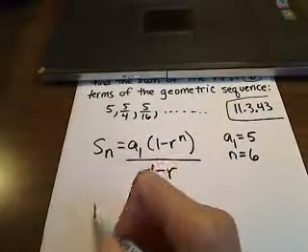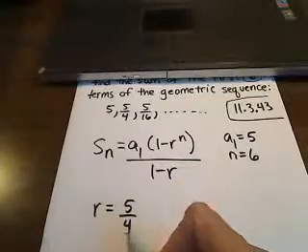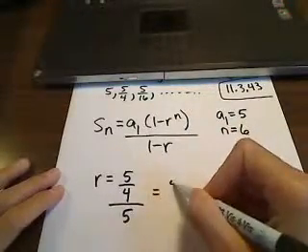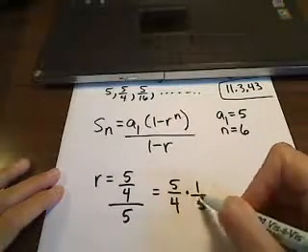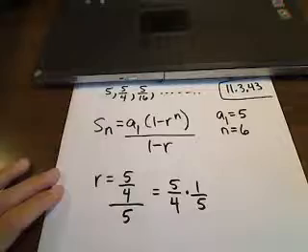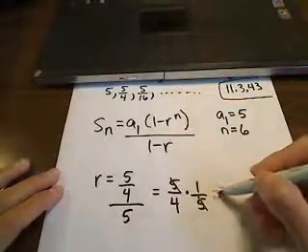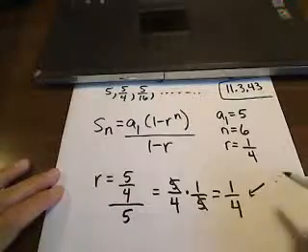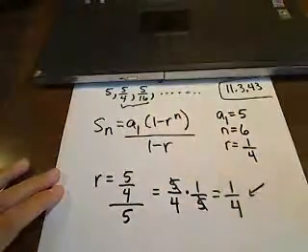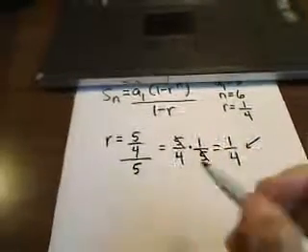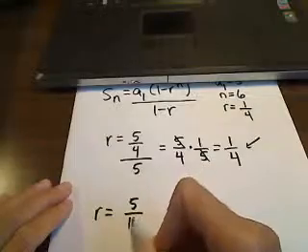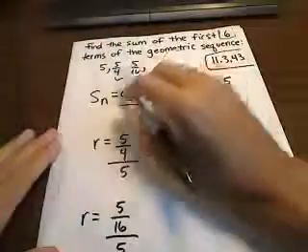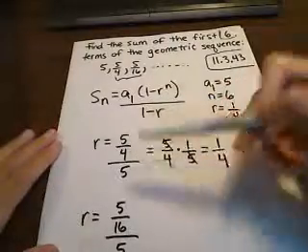So if I take the 5/4 and divide it by 5, that should give me the common ratio. Division by a fraction is the same as multiplying by the reciprocal, so 5/4 divided by 5 is 5/4 times 1/5, the 5's cancel, and I'm left with 1/4. So r equals 1/4. To check, you could take the next ratio, 5/16 divided by 5/4, using the second and third terms.